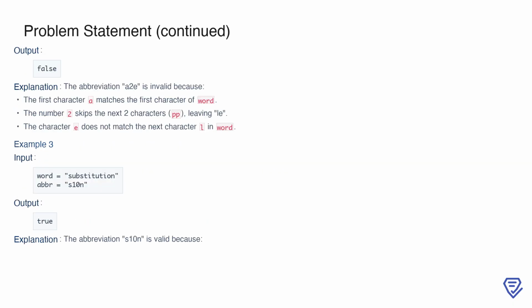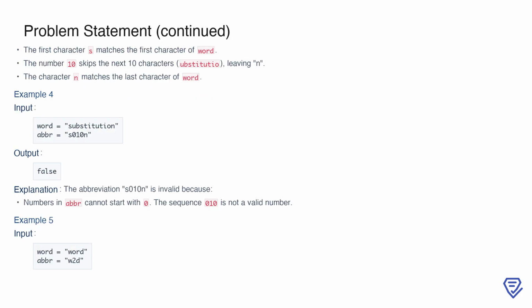Now consider the second example, where the word is apple and the ABBR is A2E. Here, the output is false because the abbreviation is invalid. Let's break it down. The first character A in ABBR matches the first character of word. The number 2 then skips the next 2 characters, PP, leaving LE in word. However, the next character E in ABBR does not match the next character L in word. Because of this mismatch, the abbreviation is not valid, and the output is false. This highlights the importance of ensuring that non-numeric characters in ABBR match exactly with the corresponding characters in word.